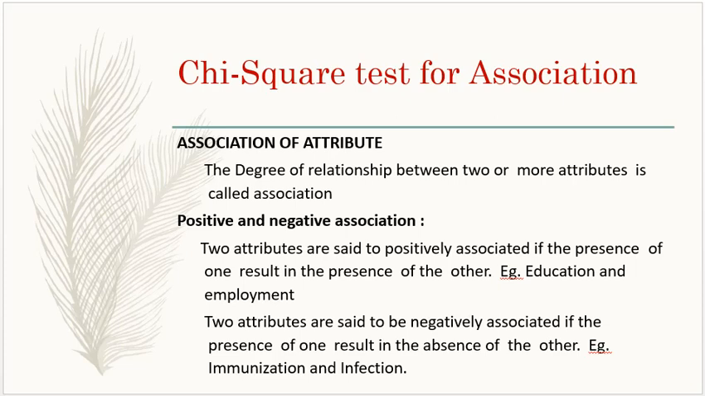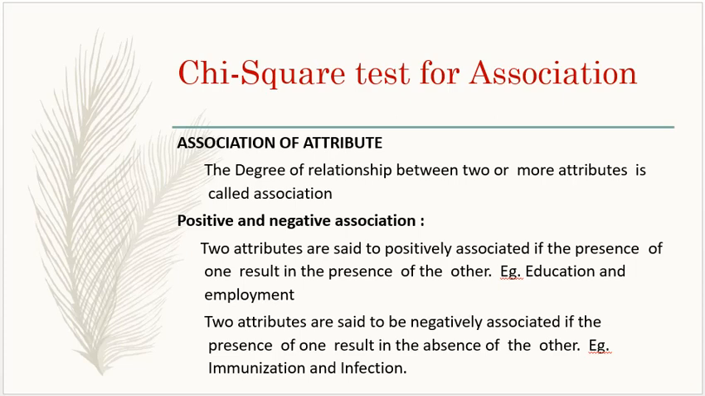Likewise, as in correlation, we have positive and negative association. Two attributes are said to be positively associated if the presence of one results in the presence of the other. So if you have higher qualification, higher education, your chance of employment becomes higher. So they are put together, they are positively correlated.